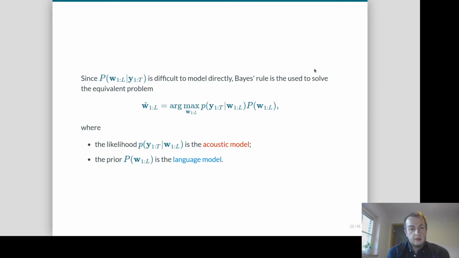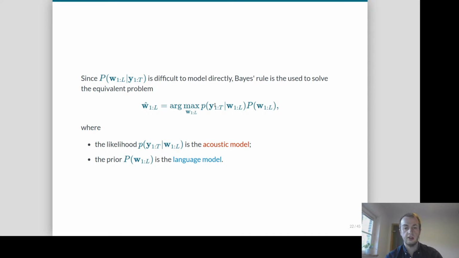All right. So again, since modeling directly the conditional probability of the words given the acoustic vectors y is difficult, what we can do is to work in the opposite way and invoke the Bayes rule again to solve an equivalent problem: finding the word sequence from 1 to L which maximizes the product of its prior probability under some language model times the likelihood of observing some particular sequence of acoustic vectors, y from 1 to T, given this word sequence.